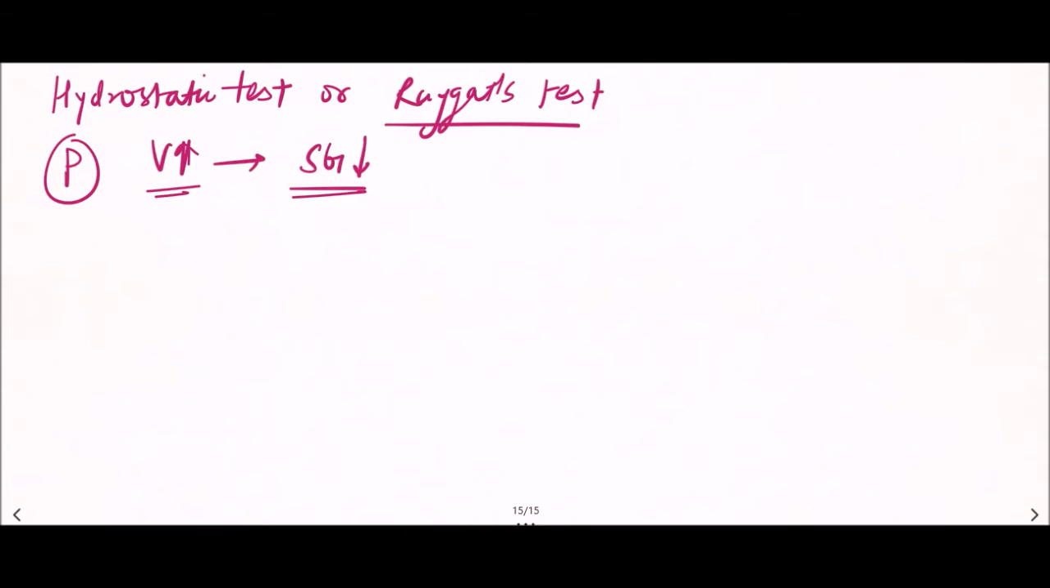Now the specific gravity of lungs before respiration. Before respiration, the specific gravity is approximately 1040 to 1050, and after respiration, this specific gravity is about 940. So there is change in specific gravity before and after respiration.